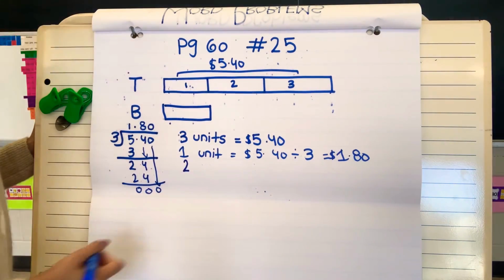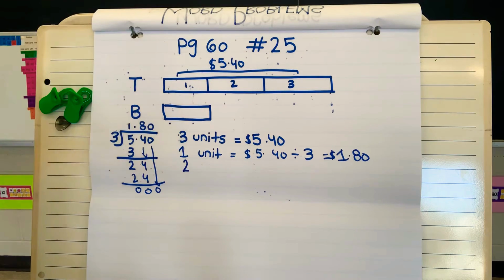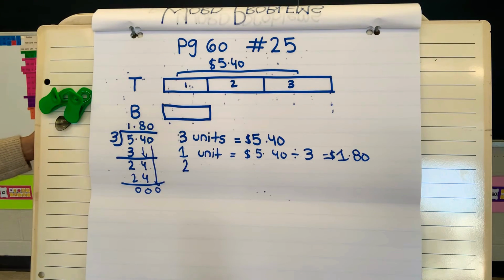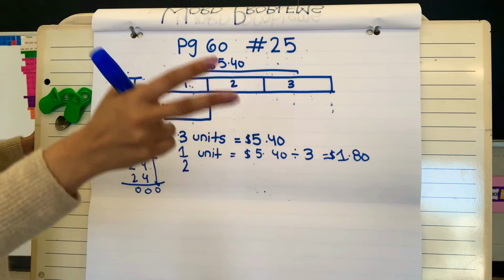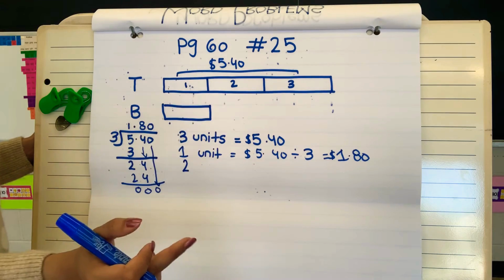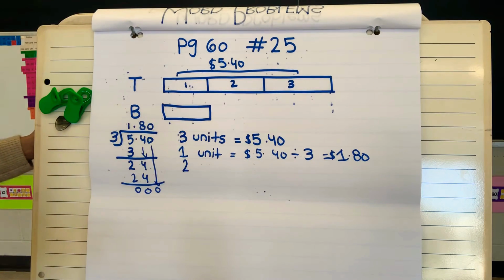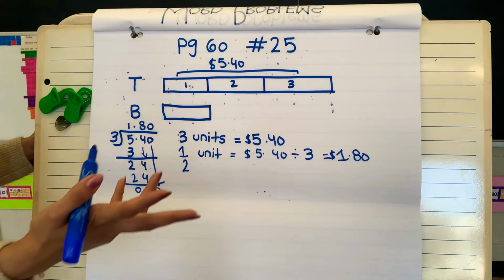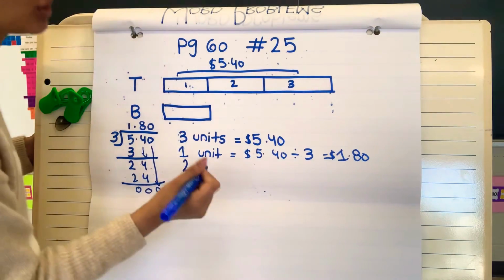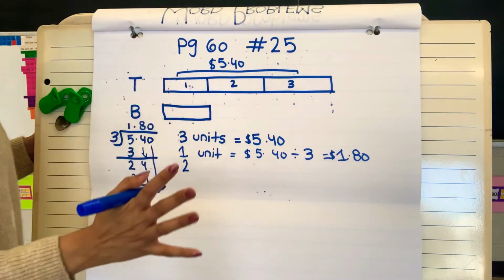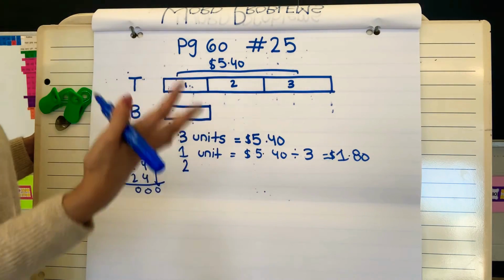Now I can find the value of 2 units. Just like in our previous question, we could either multiply $1.80 by 2, because that's the number of units we're trying to find, or we can add $1.80 two times. So we can add $1.80 plus $1.80. So let's do it both ways. We're going to multiply and we're going to add as well.